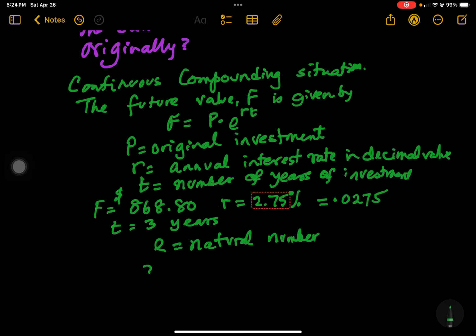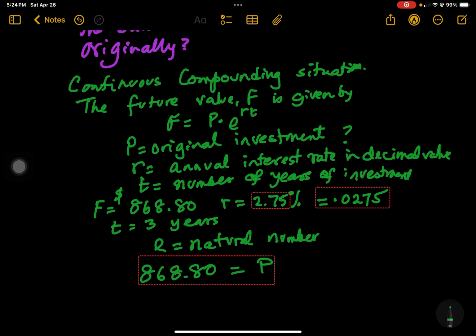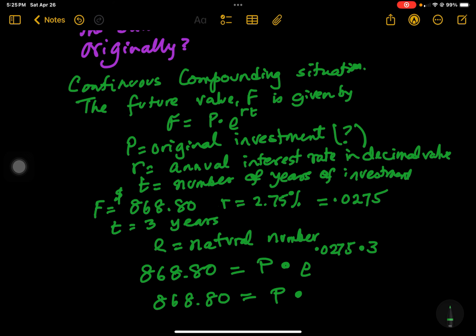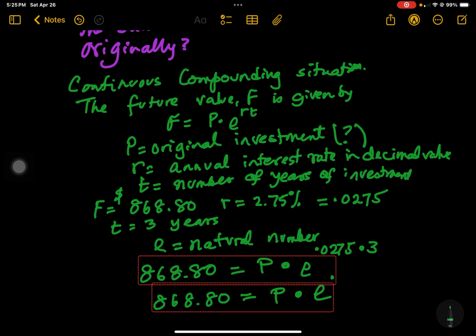So my future value is 868.80. My P is unknown, that is the question mark, multiplied by e, the natural number, raised to the power of 0.0275 multiplied by 3 years of investment. In other words, 868.80 is equal to P times e, and if you multiply the two exponents together, you get 0.0825.